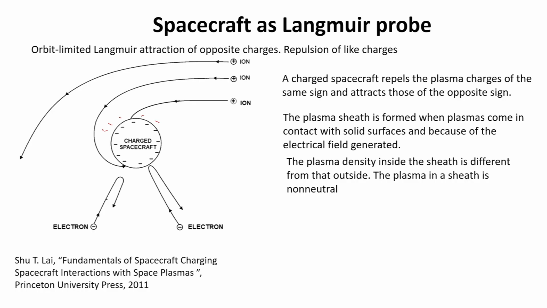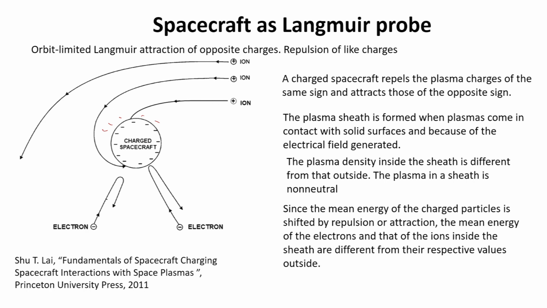As I said, the plasma density inside the sheath is different from that outside, because inside it is non-neutral. The mean energy of the charged particles is shifted by the repulsion and attraction, because there is an energy term of q phi. Whatever the energy of the particle is inside the sheath, it will be modified by this quantity. That is why this term is there.